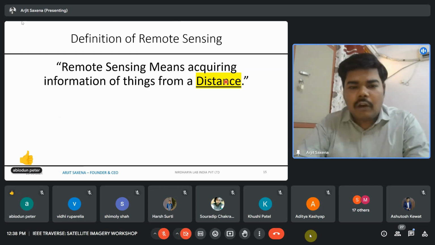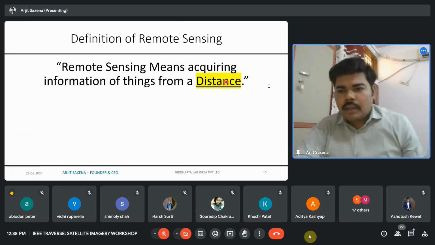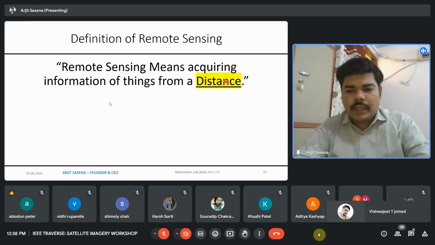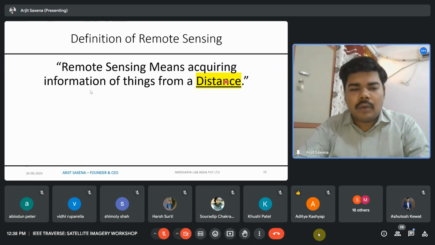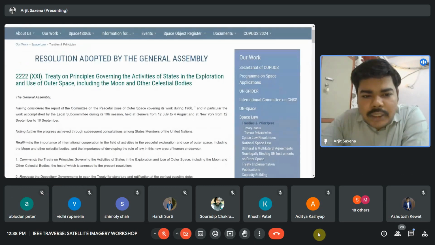How many of you are aware of the outer space treaty? Just raise your hand. The outer space treaty is a basic law which is followed by everyone. It has been drafted by the United Nations. So I'm just presenting it for you guys. This is the outer space treaty.